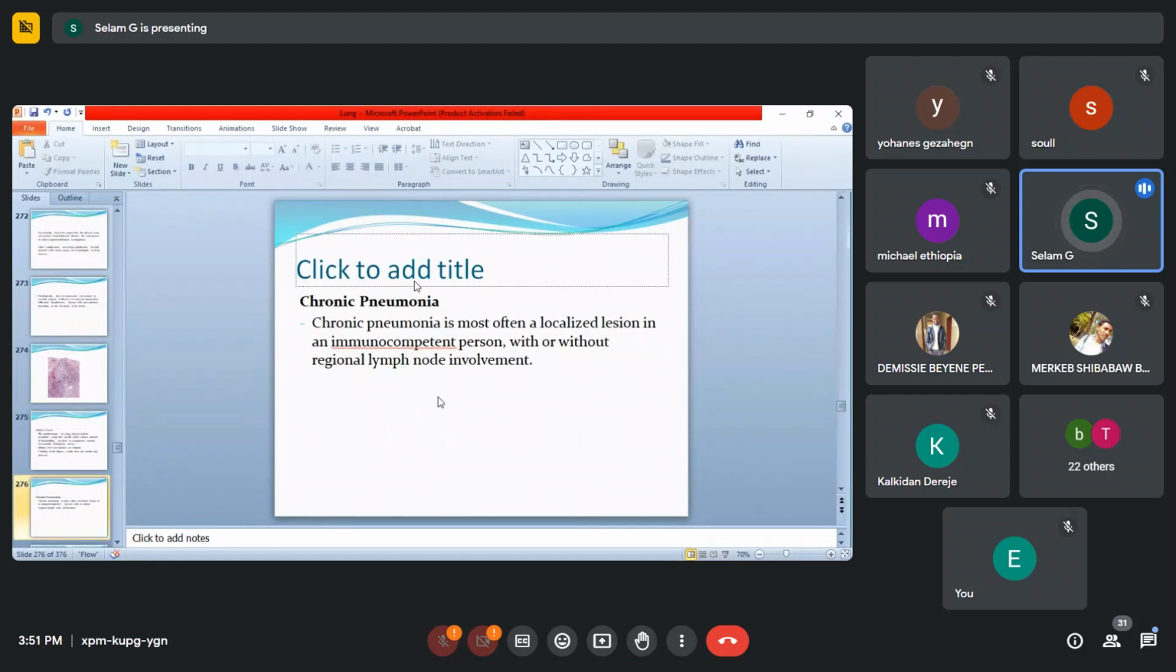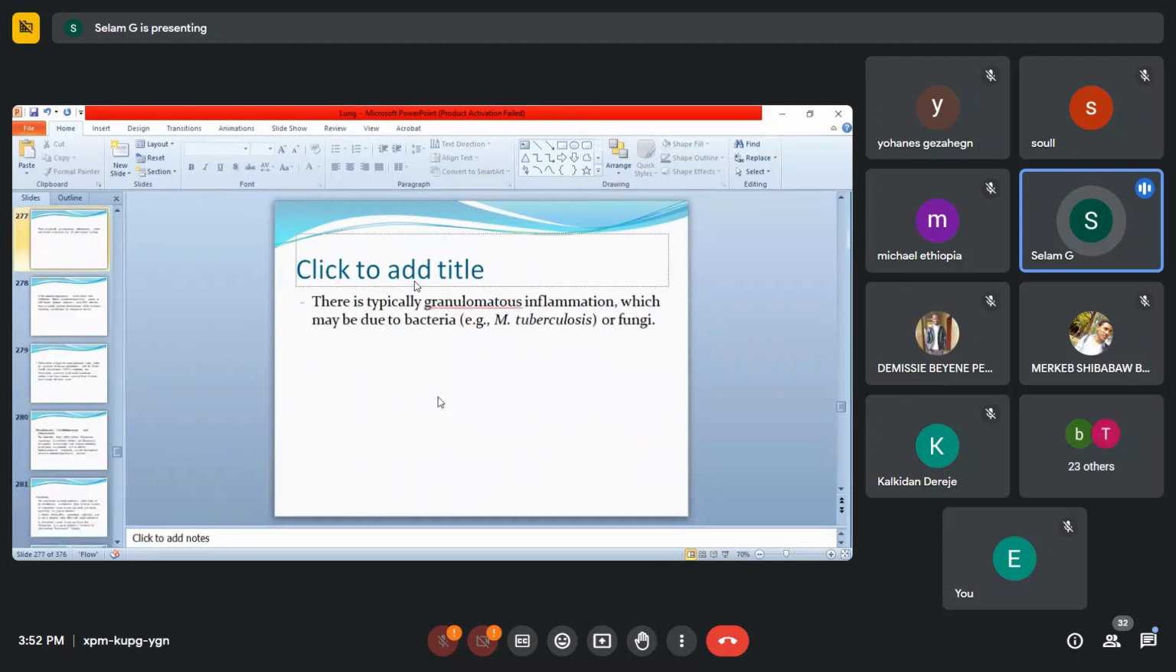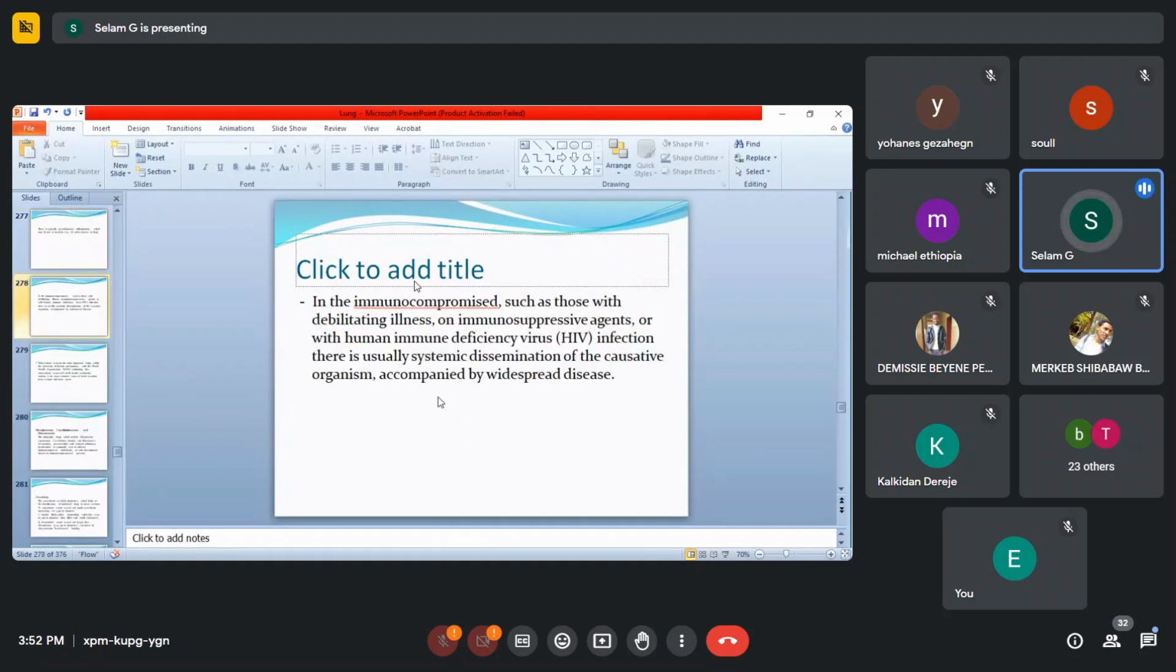The other group is the chronic pneumonias. Chronic pneumonia is most often a localized lesion in an immunocompetent person with or without regional lymph node involvement. There is typically granulomatous inflammation, which may be due to bacteria like TB or fungi. In the immunocompromised, such as those with debilitating illness, immunosuppressive agents, or HIV infection, there is usually systemic dissemination of the causative organism accompanied by widespread disease.